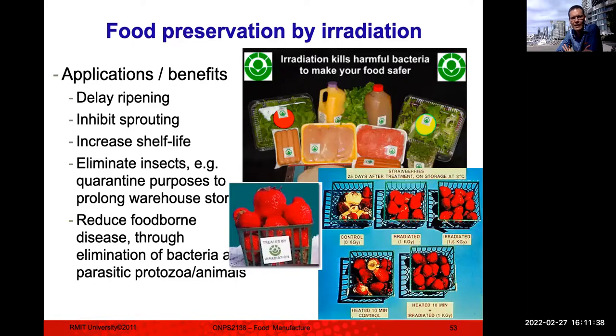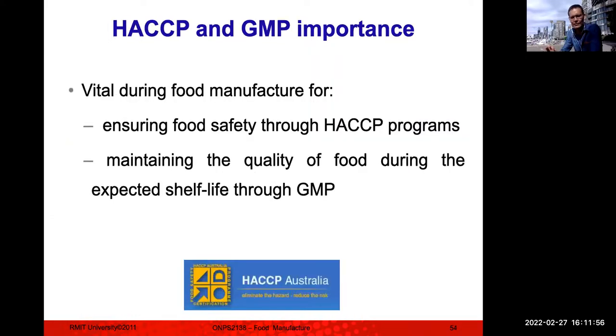So, gamma radiation is a really good way of addressing all kinds of food quality and safety issues. So, just to finish up, it's really absolutely vital for food quality and food safety.